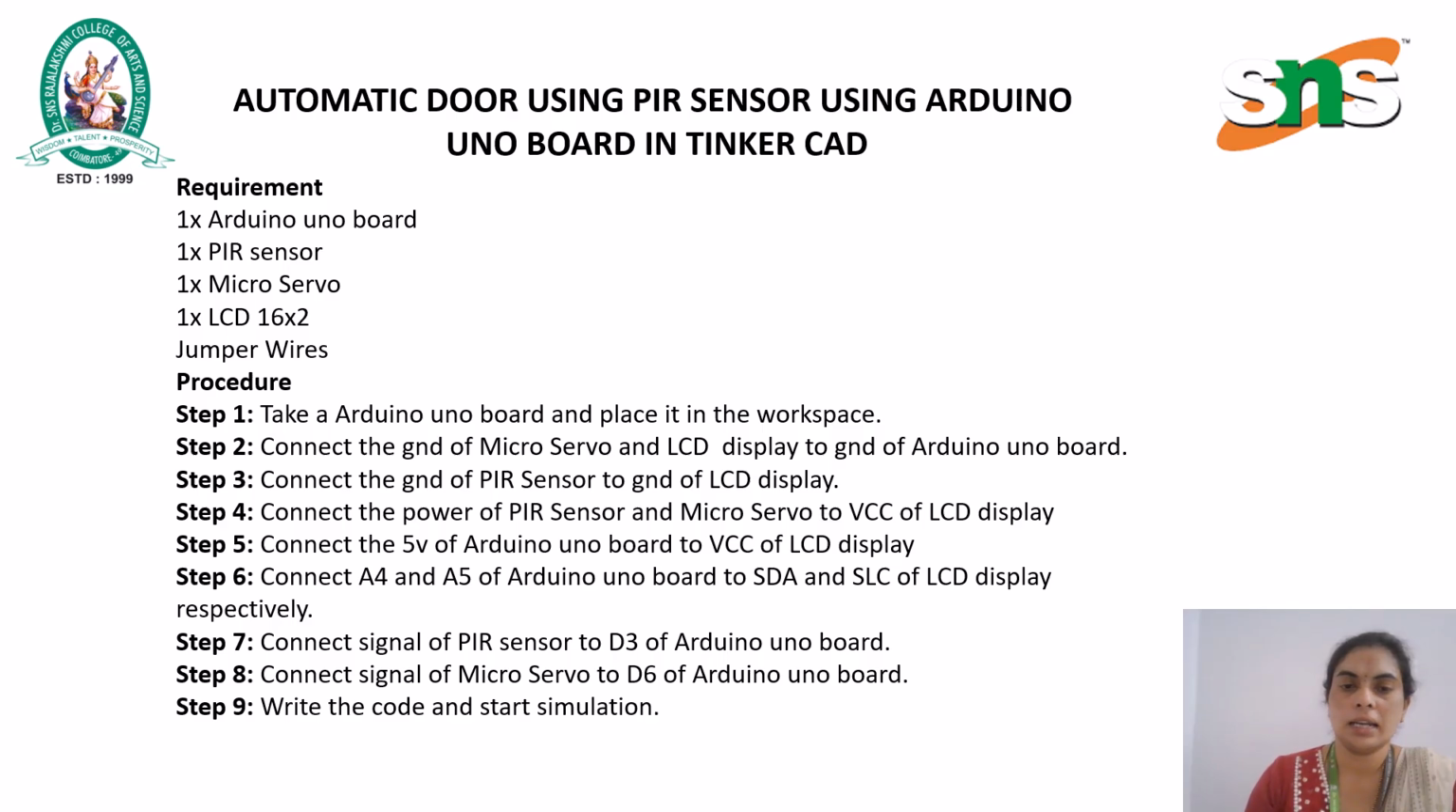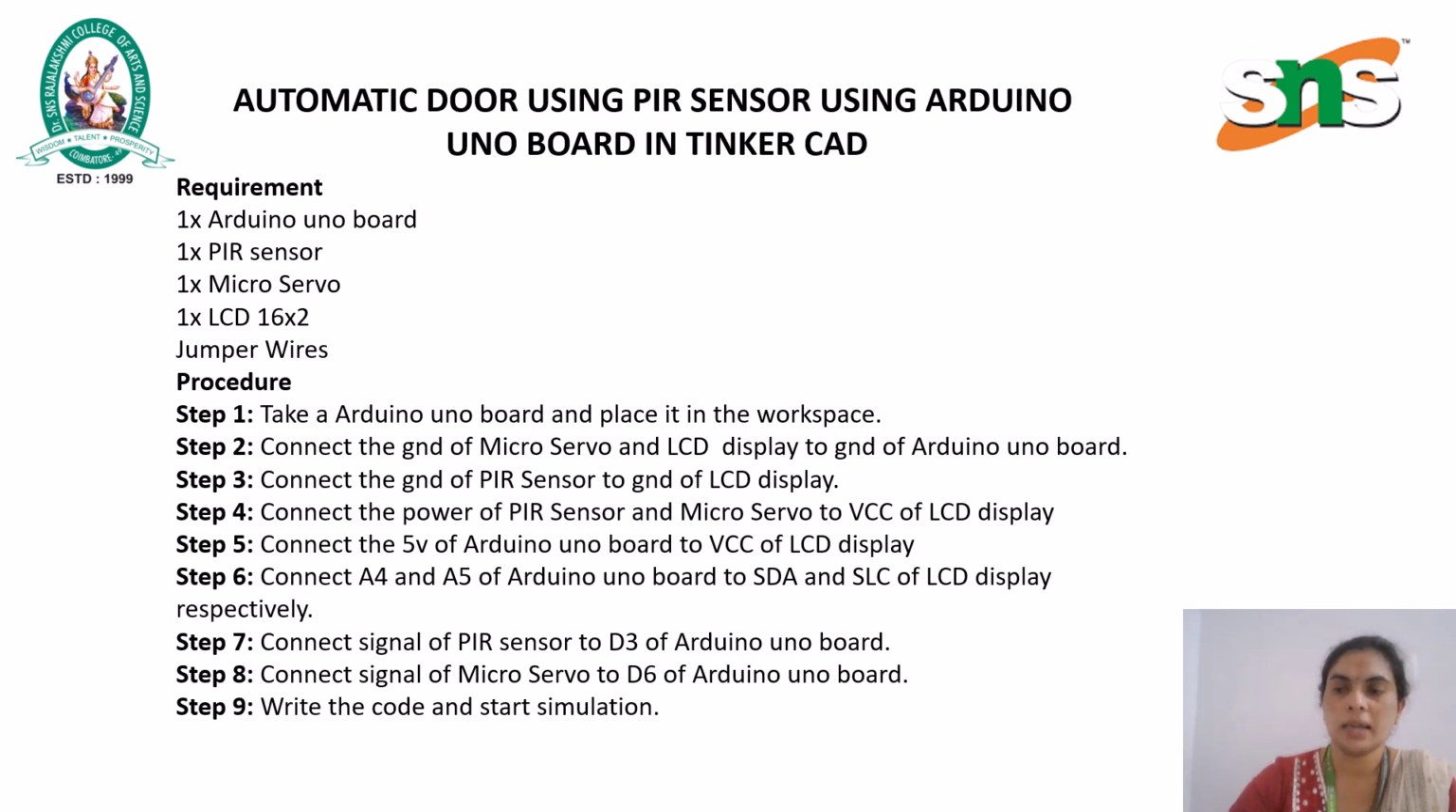Once that is connected, the VCC of the LCD display should be connected to the 5V of the Arduino. 5V is the voltage power. Then we connect A4 and A5 of the Arduino; it can be connected to any of the points, that is A1, A2, A3, A4 or A5 of the Arduino board. Then these have to be connected to the SDA and SCL of the LCD display.